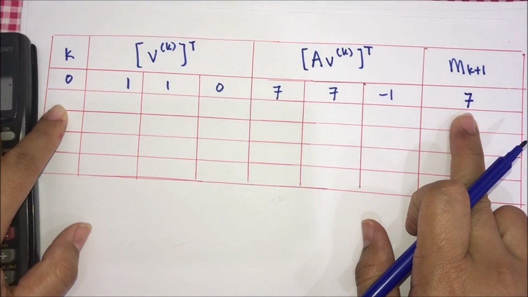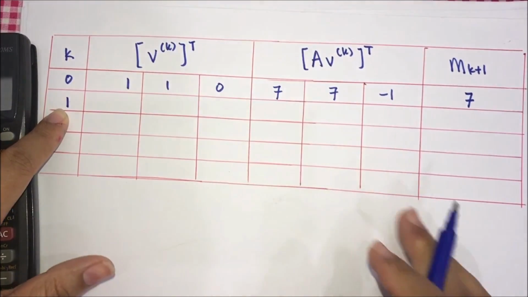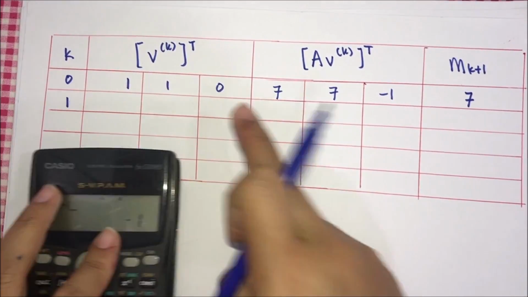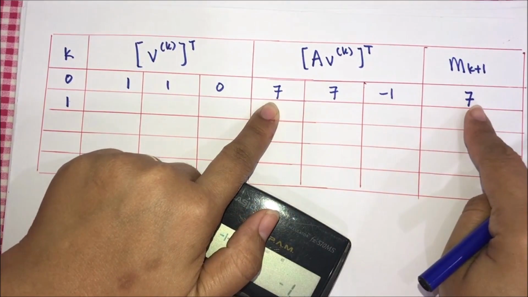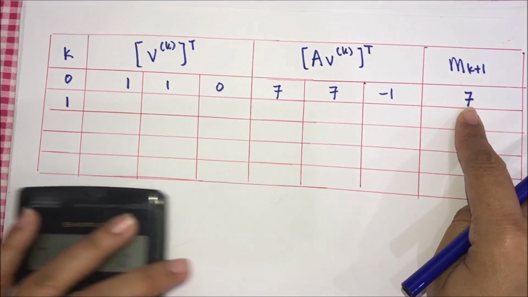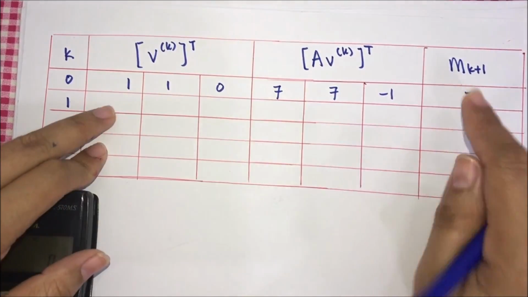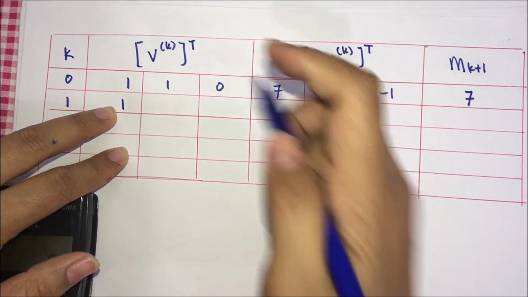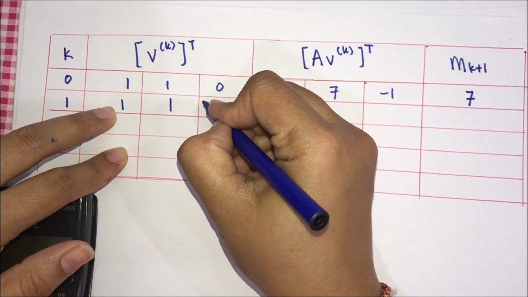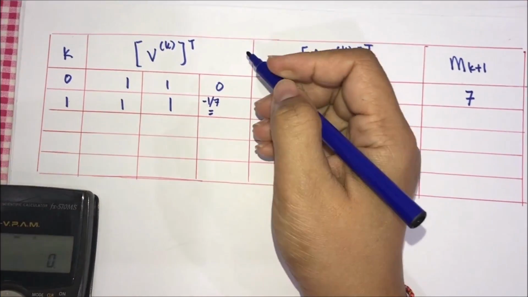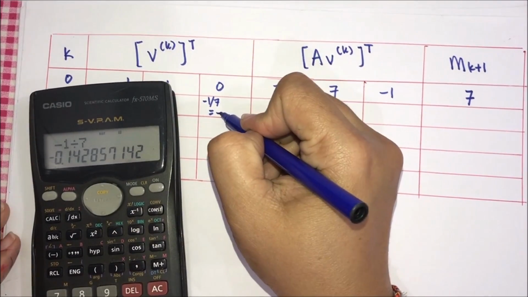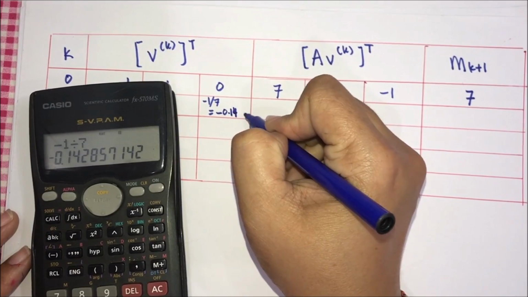For the next iteration, for the k level, k equal to 1, the value of this V is actually this value divided by this value. That means 7 divided by 7, that means 1. Negative 1 divided by 7, that means negative 1 over 7, so we get negative 0.1429.